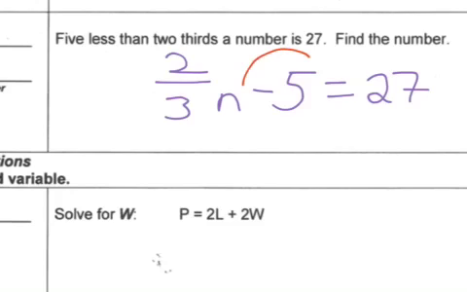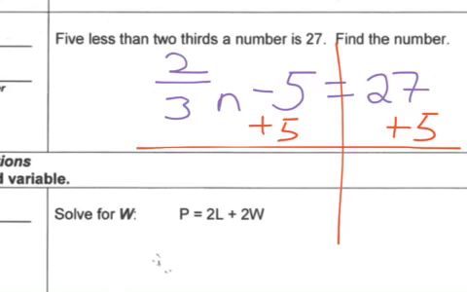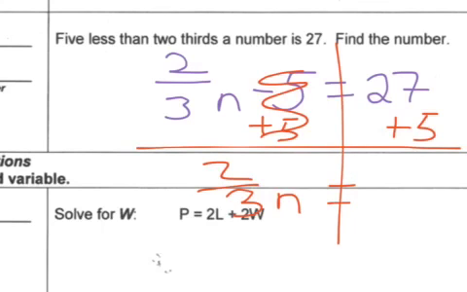Whenever I say move the 5 over and I talk about the claw method, what I'm actually doing in this case is adding 5 to both sides. That's what the claw method does. That's what's actually happening. And so if you did the whole over-under method and this makes more sense to you, use this. Those 5's cancel, leaving 2/3 n on the left-hand side, and 27 plus 5 makes 32.